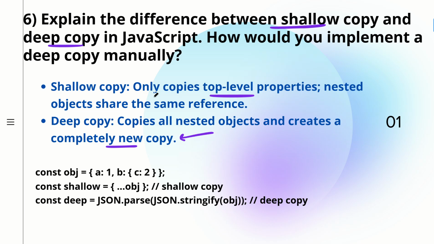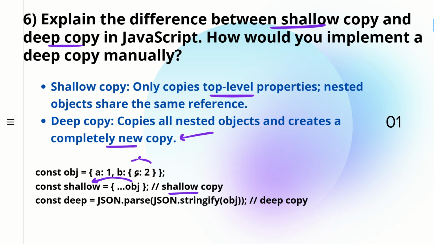For example, you can see here we have const object a1, and then b, inside b we have a nested object, that is c2, that is your value. Now if you're just making use of dot dot dot, that is the spread operator, to put the object values in the variable called shallow, then this is a shallow copy.